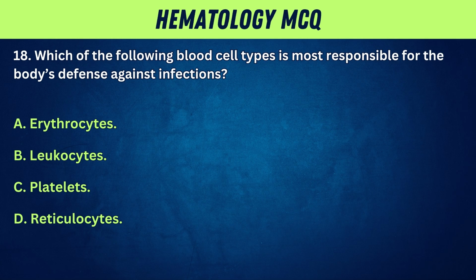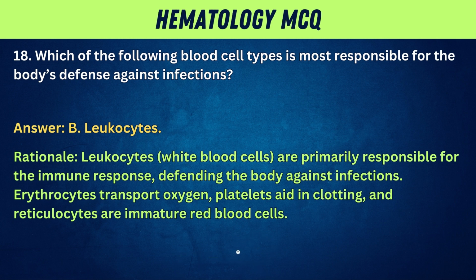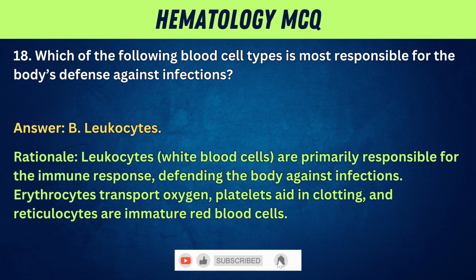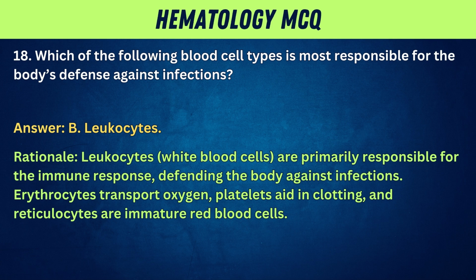A. Erythrocytes. B. Leukocytes. C. Platelets. D. Reticulocytes. Answer: B. Leukocytes. Rationale: leukocytes, white blood cells, are primarily responsible for the immune response, defending the body against infections. Erythrocytes transport oxygen, platelets aid in clotting, and reticulocytes are immature red blood cells.